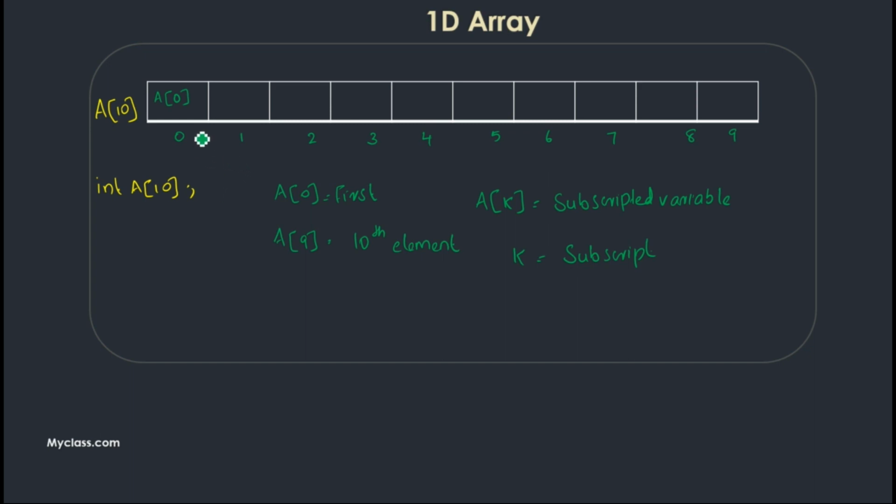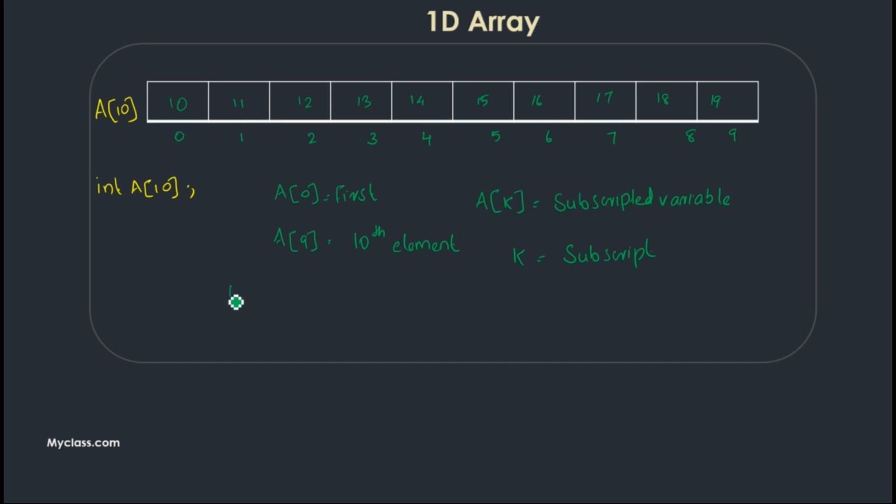Let's assume that this is an integer array. Let's assume these are the values 10, 11, 12, 13, 14, 15, 16, 17, 18 and 19. This is in the contiguous memory location. In the memory, after 10, the next memory location should hold the value of 11.